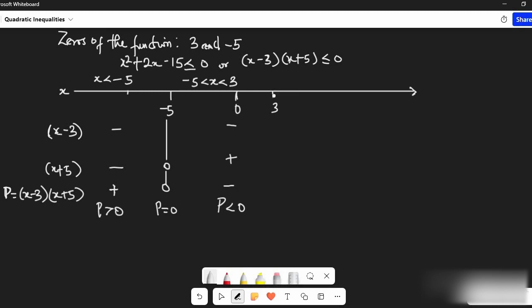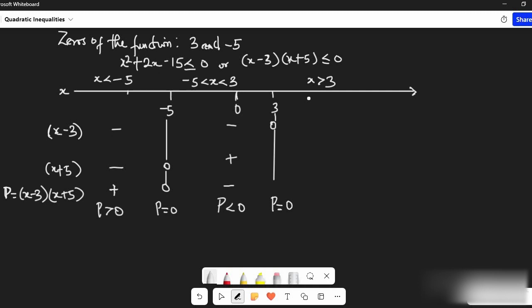Now moving to the right, where x is exactly 3, we know that x minus 3 will be 0 because it is one of the roots of the equation. So along 0, we have that our product will be equal to 0.